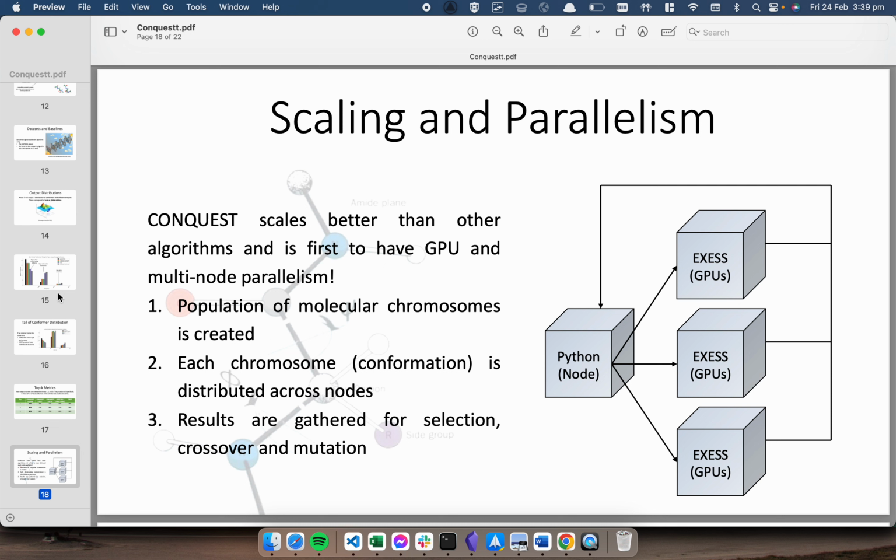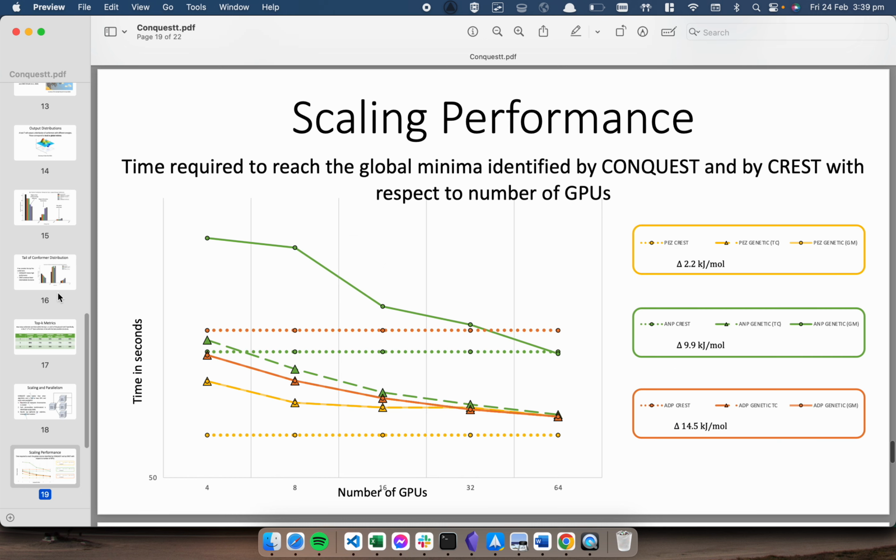We achieved this algorithm through scaling parallelization across multiple nodes on several GPUs. Most runs use 64 GPUs. Because of our use of parallelism, we were able to match or sometimes beat the performance of Crest, which can only run on one node.